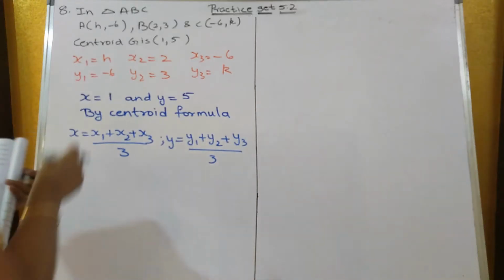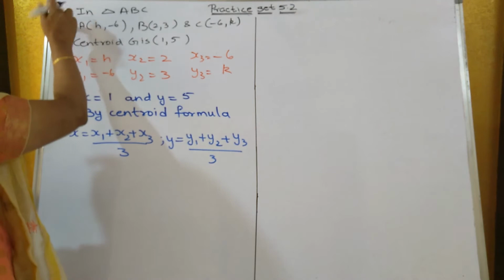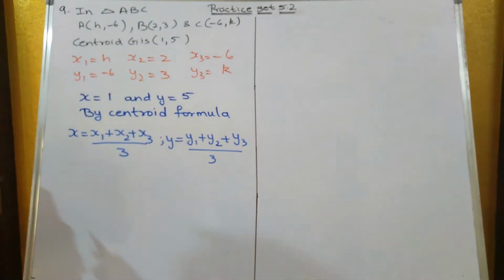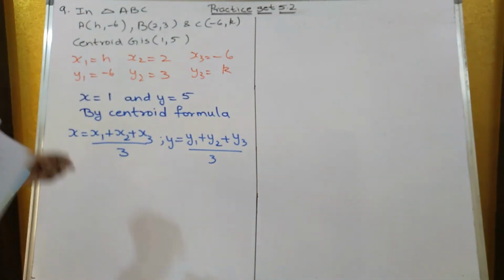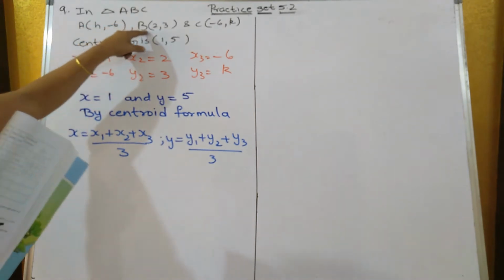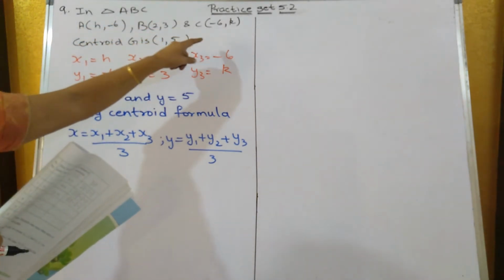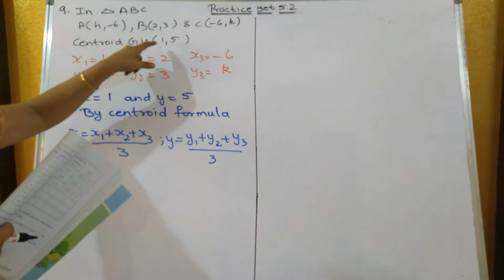Now sum number 9. In triangle ABC, A is (h, -6), B is (2, 3) and C is (-6, k). Centroid G is also given as (1, 5).